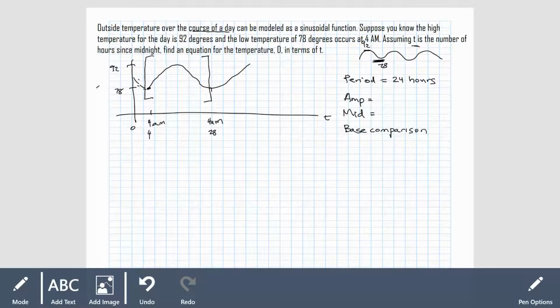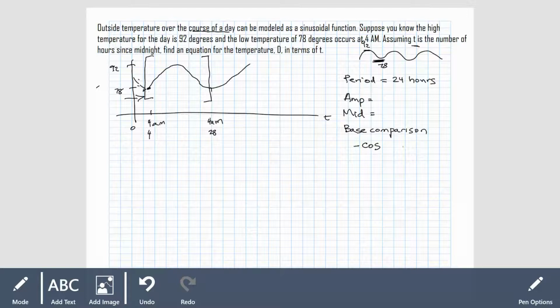Keep in mind that for this one, because I know the low point where I'm starting and how that's a full period, I would tend to say that my base comparison function is going to be the negative cosine, because I'm starting at a minimum value. The next piece of information that I think is really useful here is that our low point is not starting at time 0, it's starting at time 4.